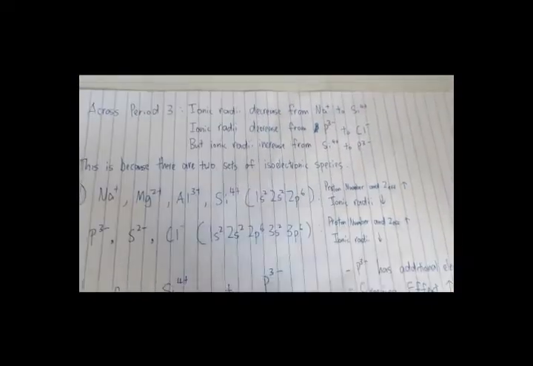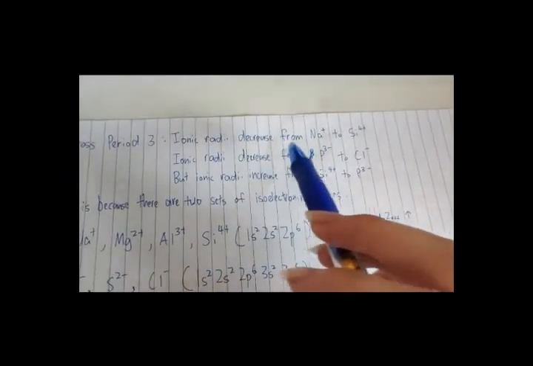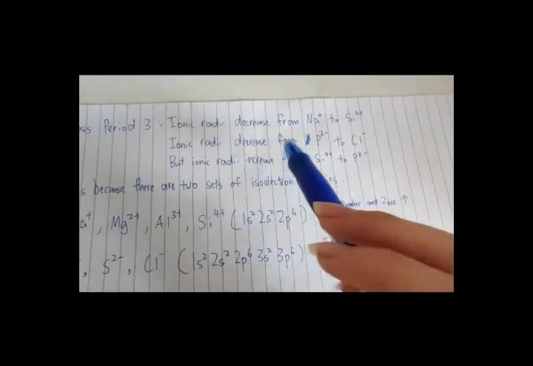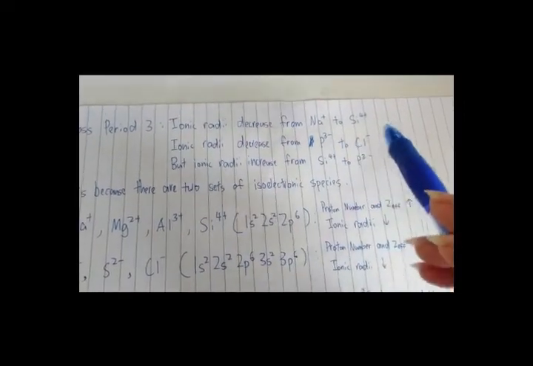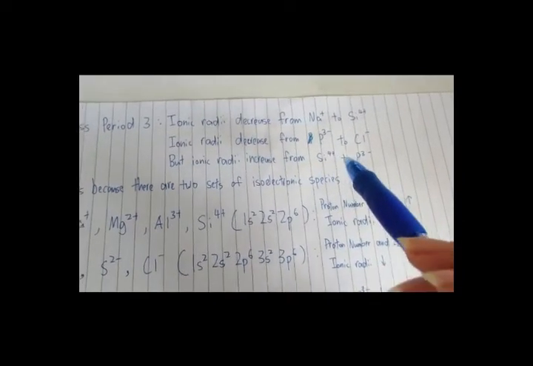The same thing occurs when we look at period 3. From period 3, the ionic radius will decrease from sodium plus to silicon 4 plus. The ionic radius will decrease from phosphorus 3 minus to chlorine minus, but the ionic radius increases from silicon 4 plus to phosphorus 3 minus. The explanation is the same.